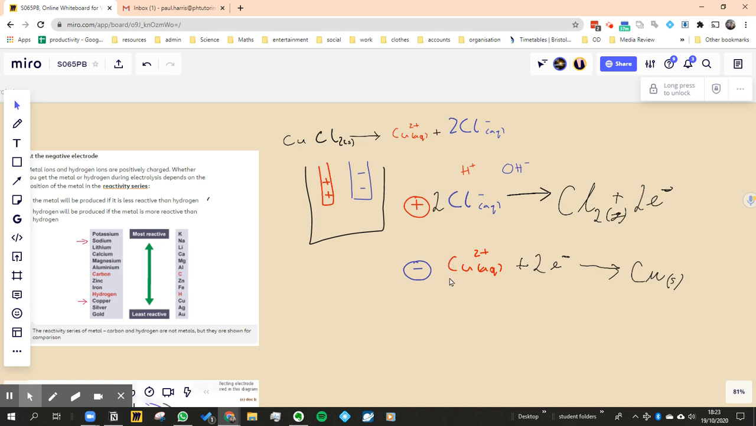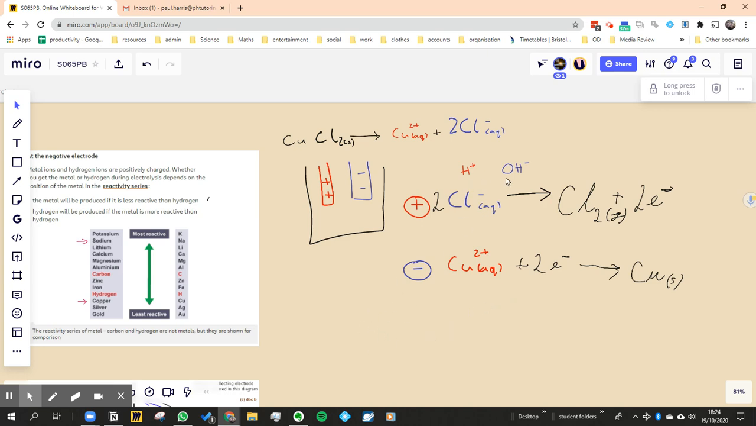And then on the second one down, on the next one, you've got the charged copper ion combining with two electrons from the negative electrode to produce a regular copper solid. So that's the two half equations for copper chloride.